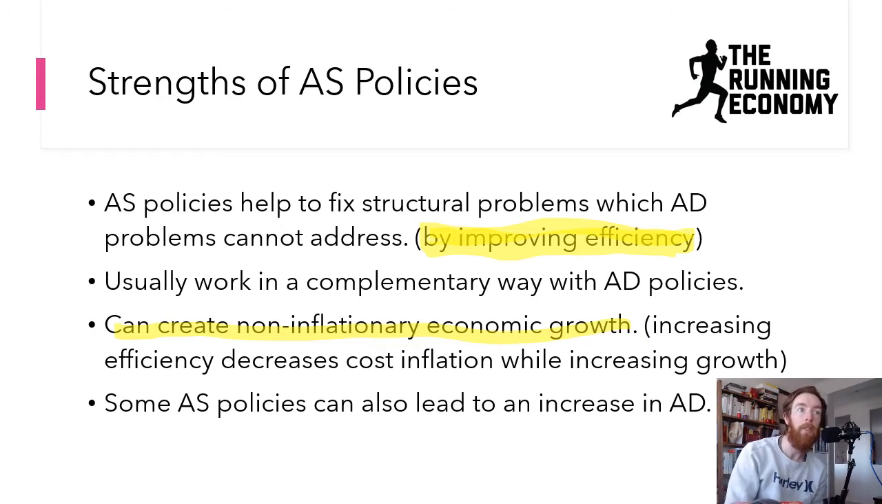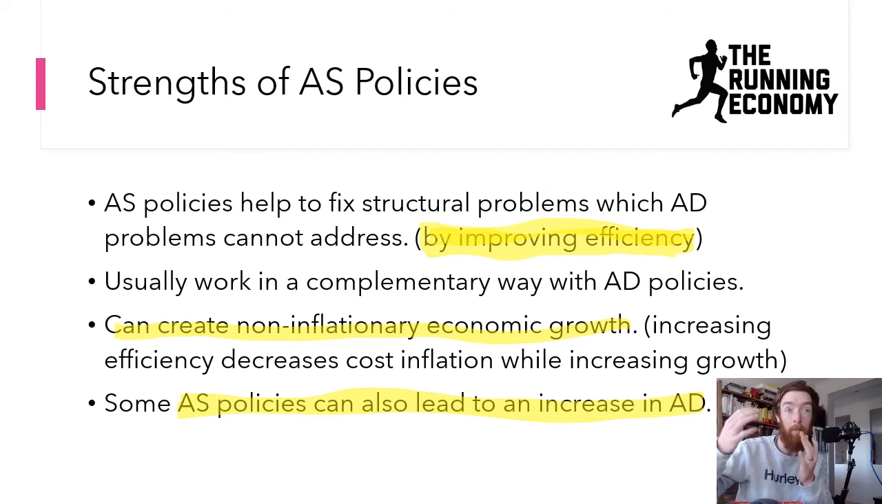It can usually work in a complementary way with aggregate demand side policies, so it means as aggregate demand is increasing, aggregate supply can hopefully also increase, and therefore we are having growth without those inflationary issues. And some aggregate supply side policies can also lead to an increase in aggregate demand. So some can lead to an increase in employment, which then obviously means people have more income, more private consumption spending, therefore more aggregate demand. Some might lead to more business private investment spending, which then also leads to greater levels of aggregate demand. So they can help work in tandem with aggregate demand side policies really well.